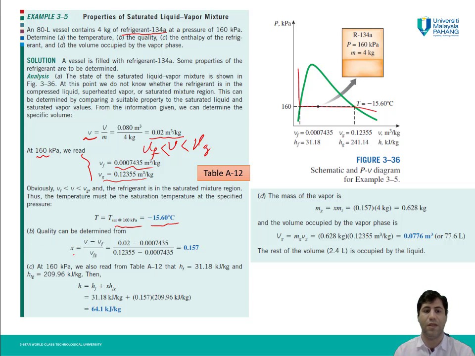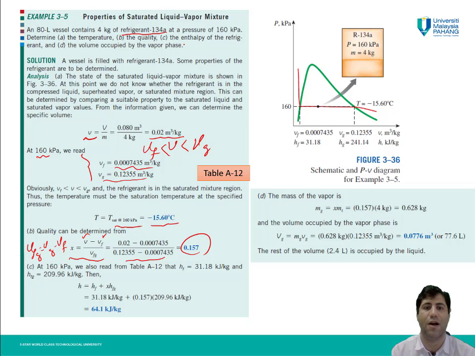Part B is the quality, or x. How can we find x? If you remember, I introduced you to this equation to find x: x equals V minus Vf divided by Vfg. We have V, which we calculated here, we have Vf, and Vfg is simply Vg minus Vf. We have both of them, simply substitute them here. Then we can calculate x, or quality. That's the answer for part B.